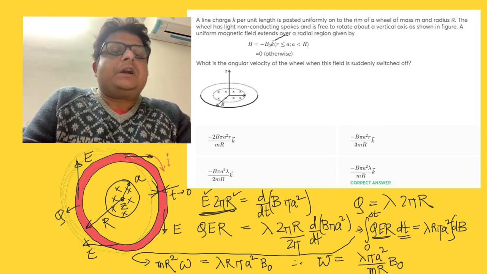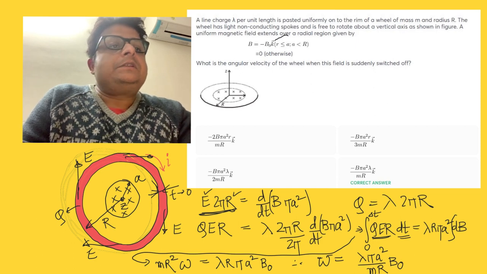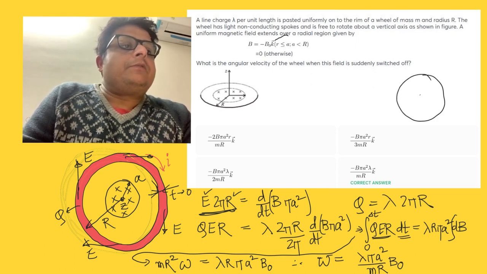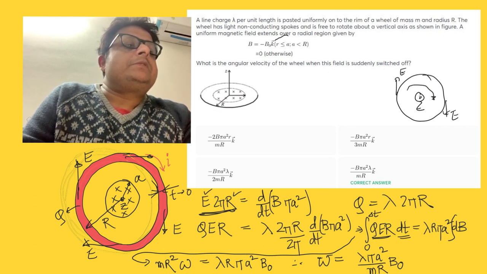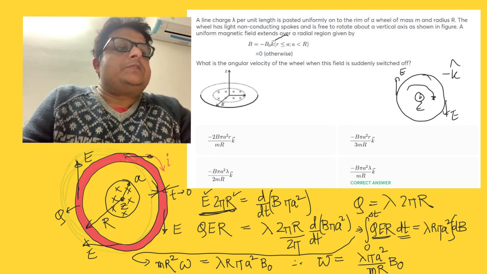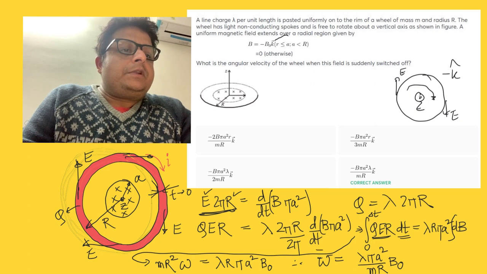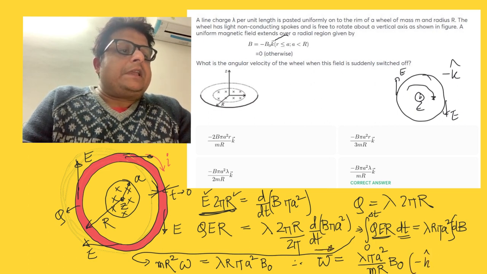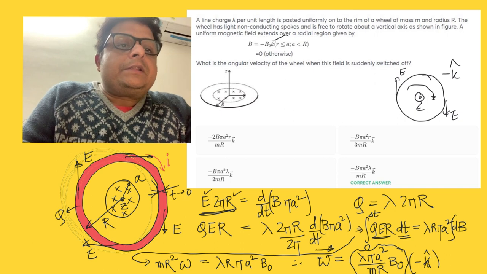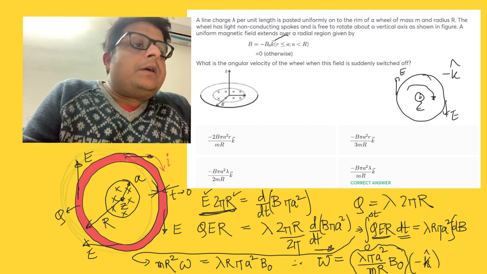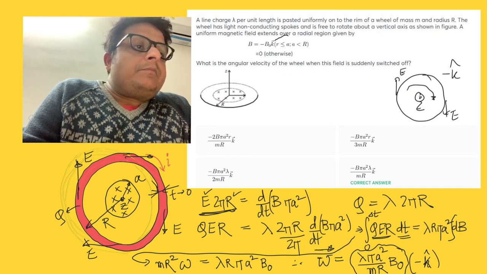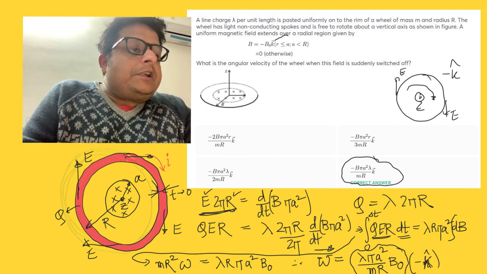However, the direction of omega, as we see from the top view: this is the electric field direction and it has positive charge, so omega will be this way, along minus k cap. So if you write it as a vector, omega is minus k cap times the magnitude lambda pi a square B naught by m r. Yes, that's it, multiplied by minus k cap.